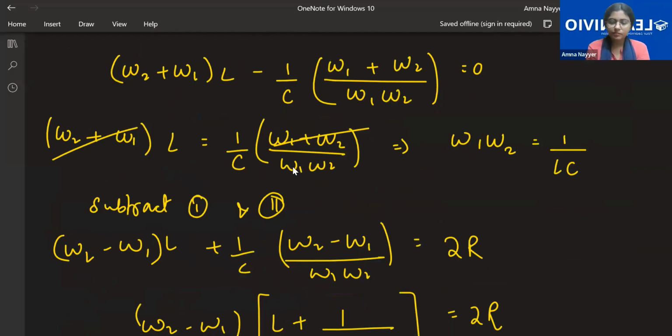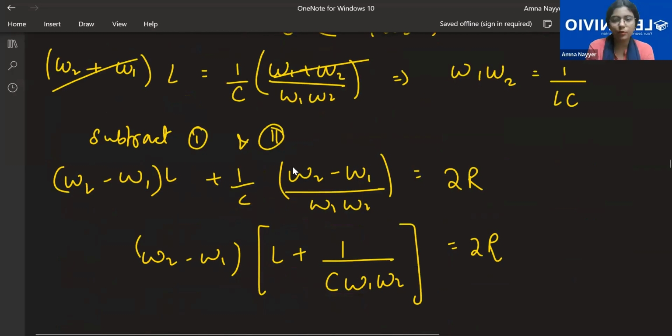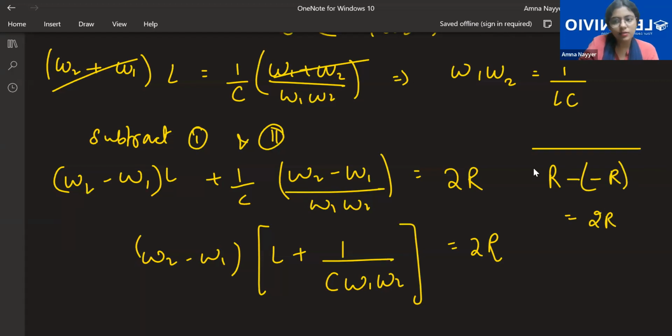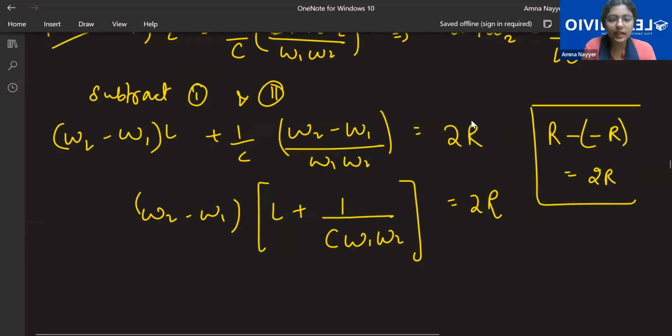All right. Now we'll subtract the same two equations. So what we'll do, omega 2 minus omega 1 L will come this time. Earlier it was coming plus, here also it will come minus. This will become plus. Signs will change. You're subtracting. And see, this time 2R will be there. Why? R minus minus R, that makes it 2R. So instead of 0, we have 2R this time.